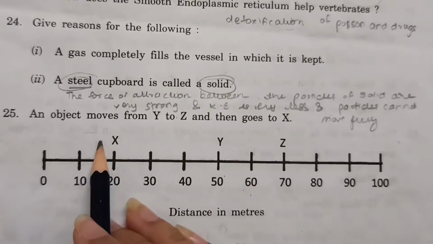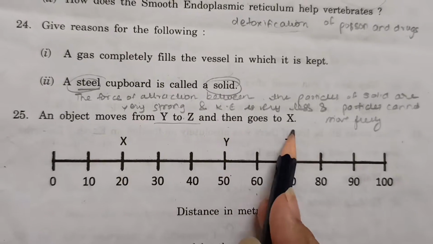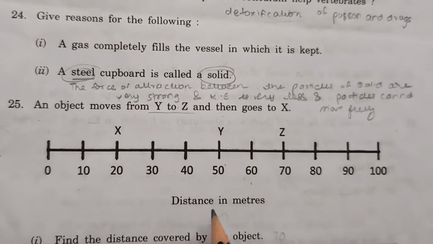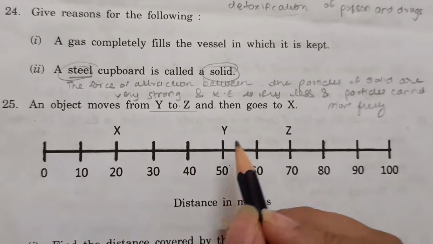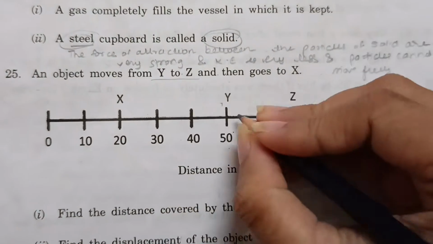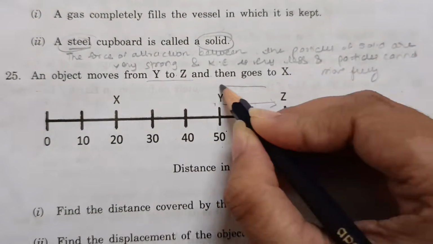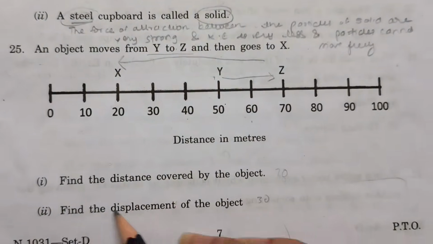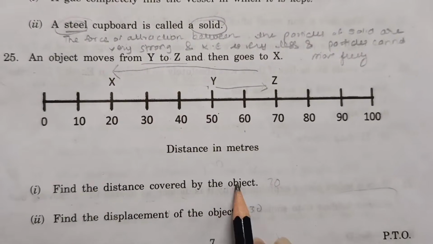Question number 25. An object moves from Y to Z and then goes to X. This is a problem based question. So here the object moves from Y to Z in this direction, and again from Z it goes to X. Question number 1, find the distance covered by the object.